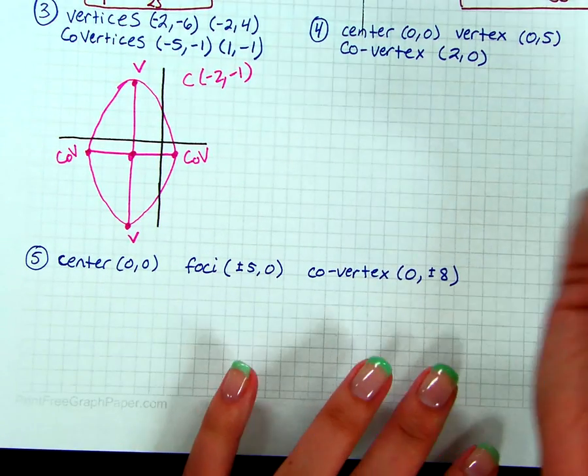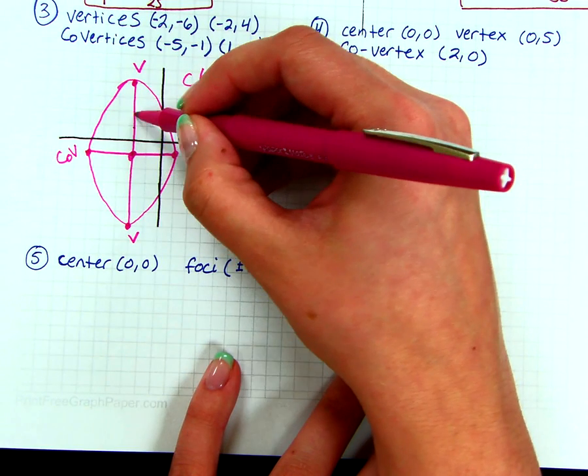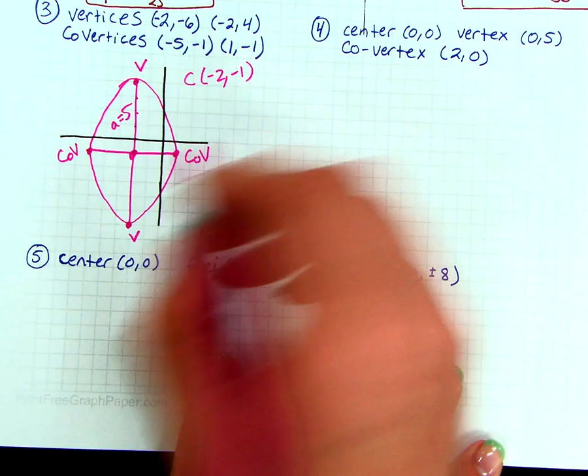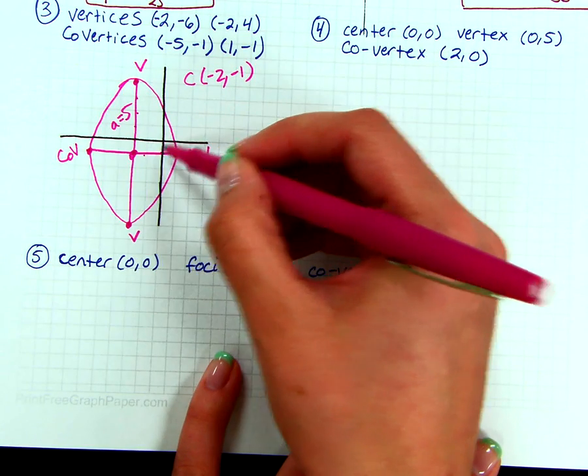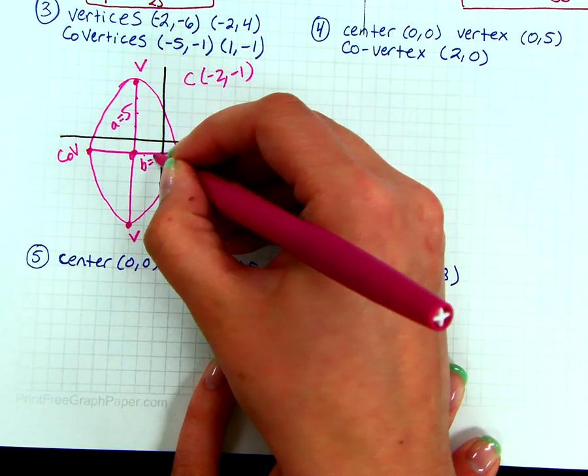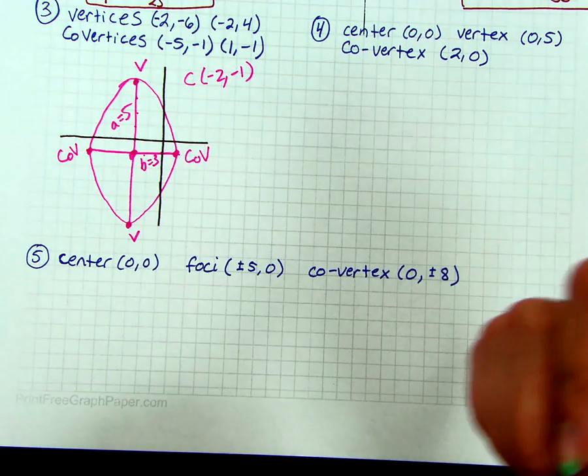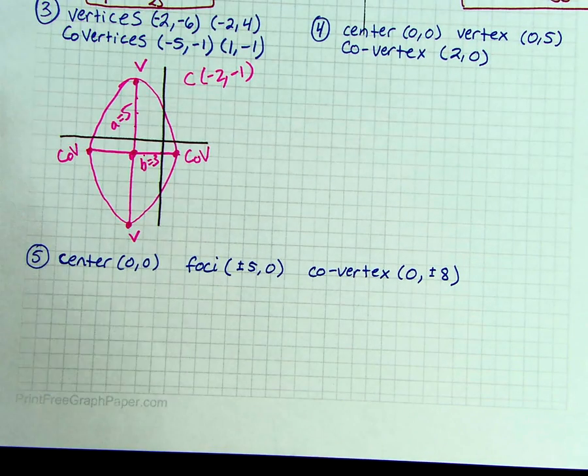And then for the A, we can just count. So 1, 2, 3, 4, 5. So we know A is 5. And B, we can again count. So 1, 2, 3. So B is 3. And we know that it's vertical, so we have enough information to write our equation.